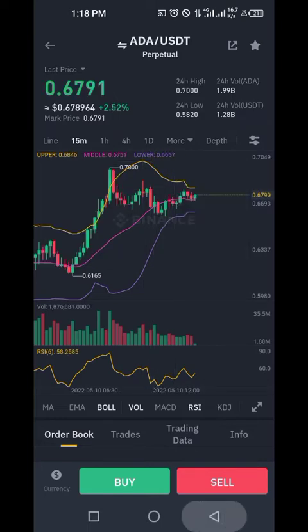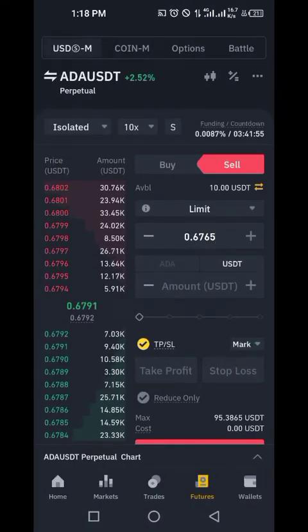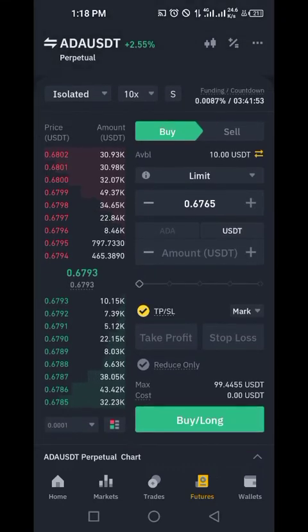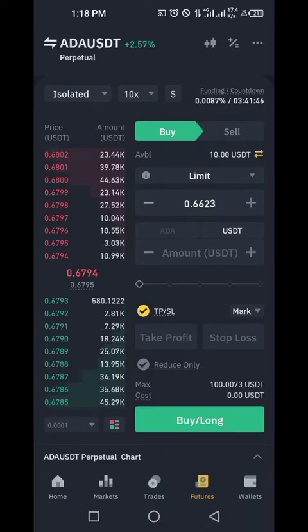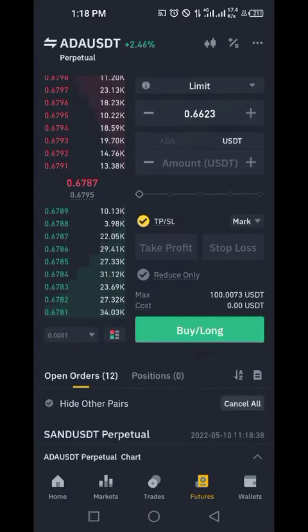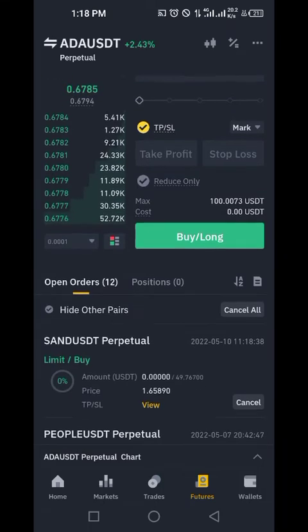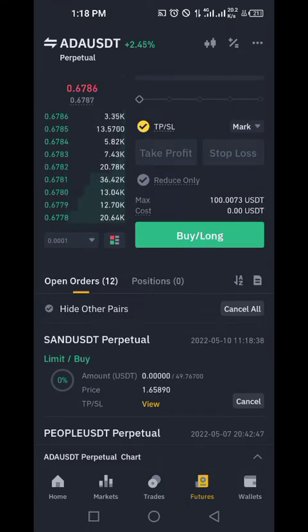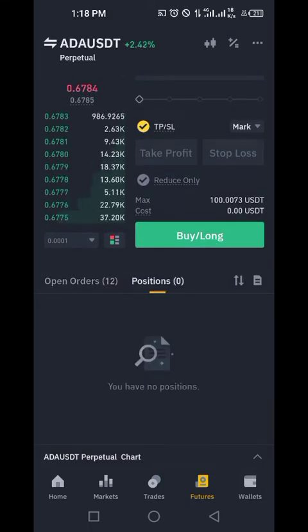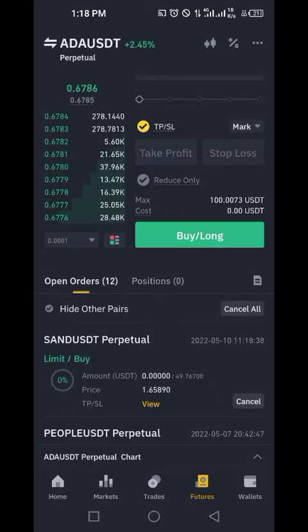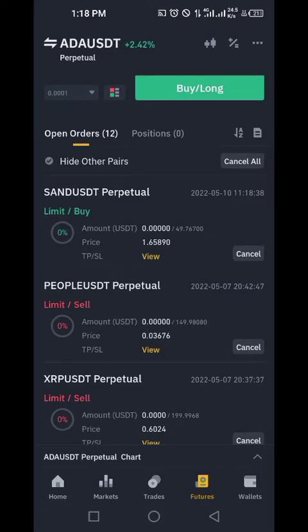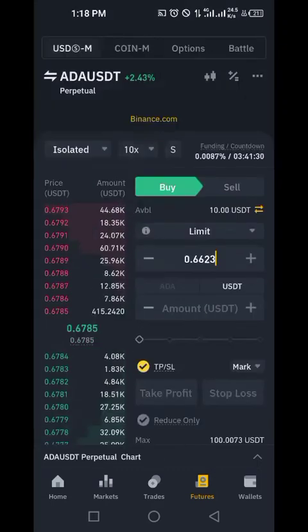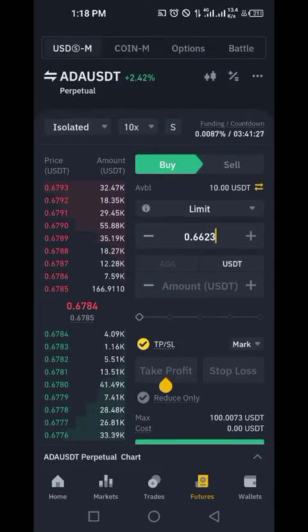So what will I do? I will place my buy order on limit. So I will put it on limit at 0.6623. My order won't be executed instantly. It will be placed on open orders. But once the order is executed, it will be on open positions. You will find them running here. As you can see, I have about 12 orders that are on limit trades. So that's how you use limits.